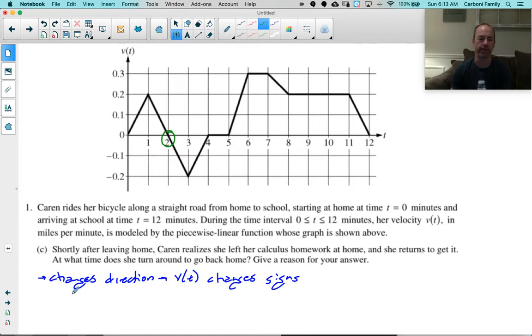And so this is going to happen at t equals 2. And at t equals 2, the velocity changes from positive, which would mean she's going to school, to negative, which means she's going back home. And I'm going to restate that it happens at t equals 2.